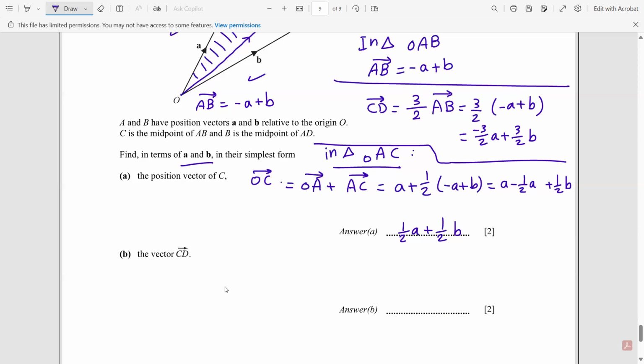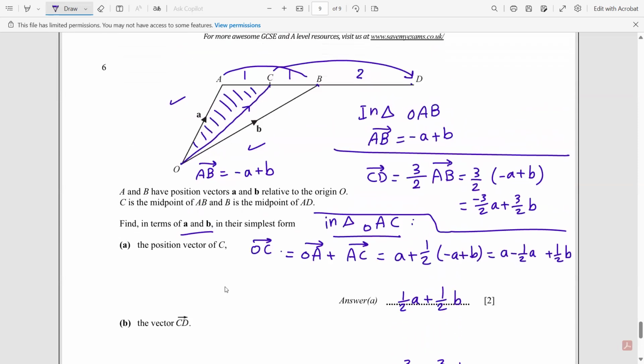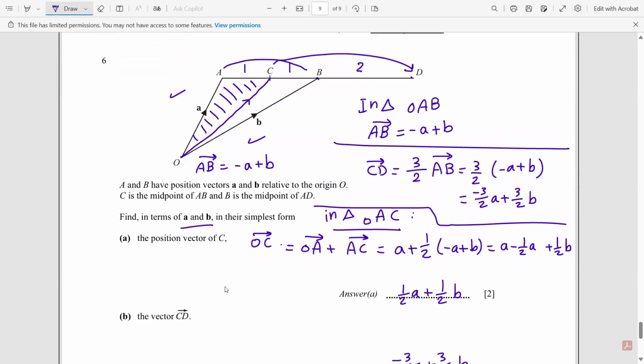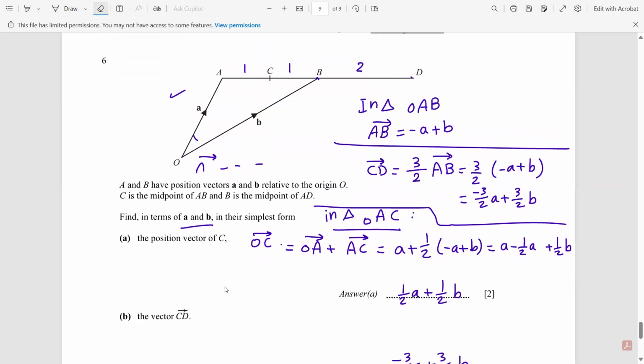You can write the answer here. Negative 3/2 A plus 3/2 B. It means when you move from the point C to D, the same moving, negative 3 over 2 A. Let me delete this all. And show you this part. I'm using now vectors to prove this part for you.